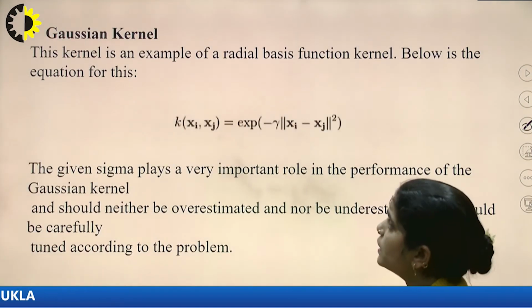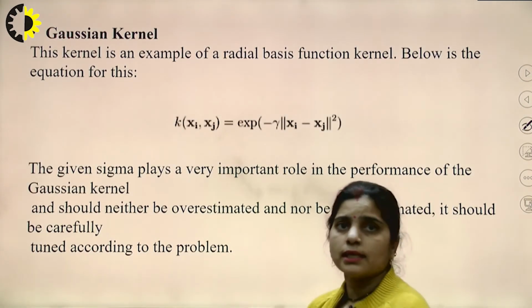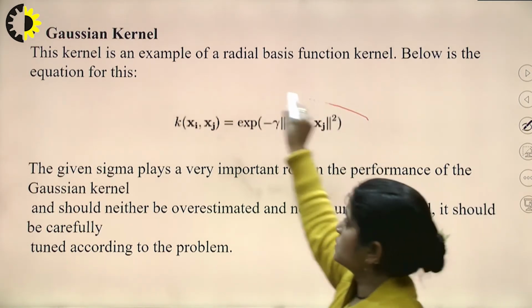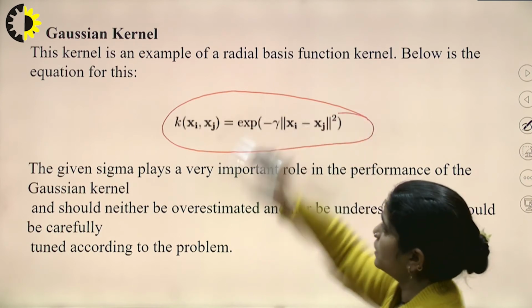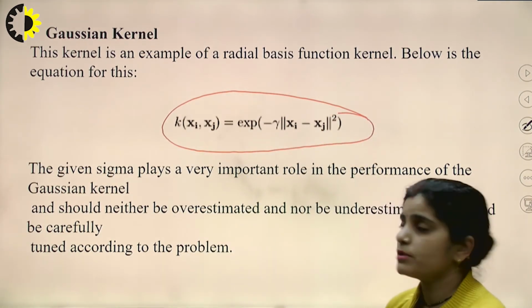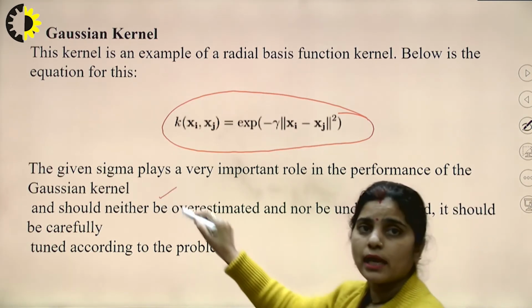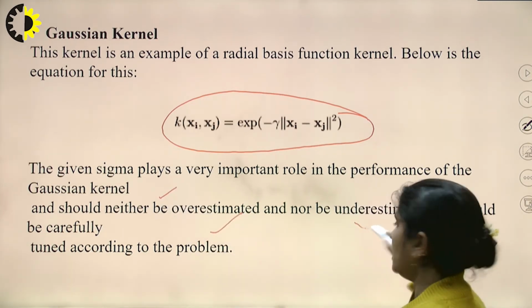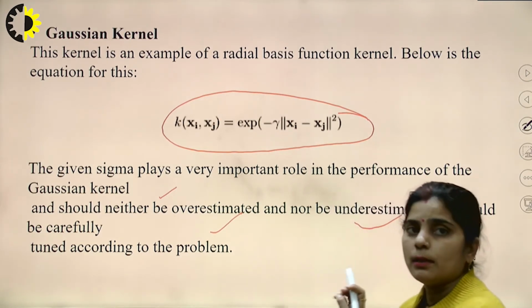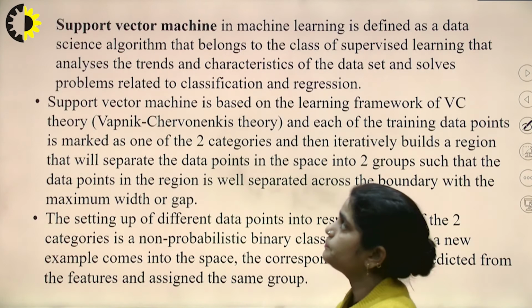Now the Gaussian kernel is an example of a radial basis function kernel, and here is the equation for finding the Gaussian kernel. Here sigma plays a very important role in the performance of a Gaussian kernel, and it should neither be overestimated nor underestimated. So it should be carefully tuned as per the problem we are considering.